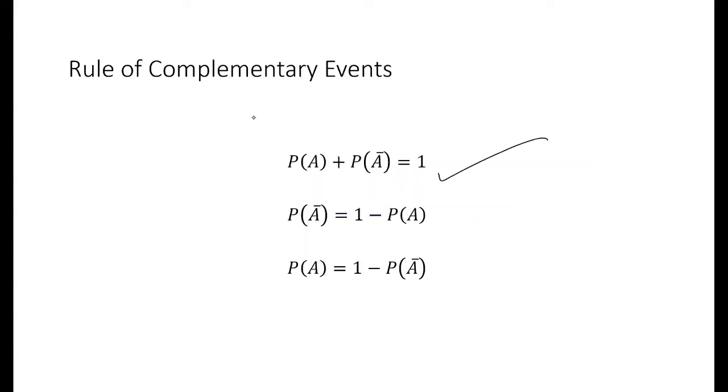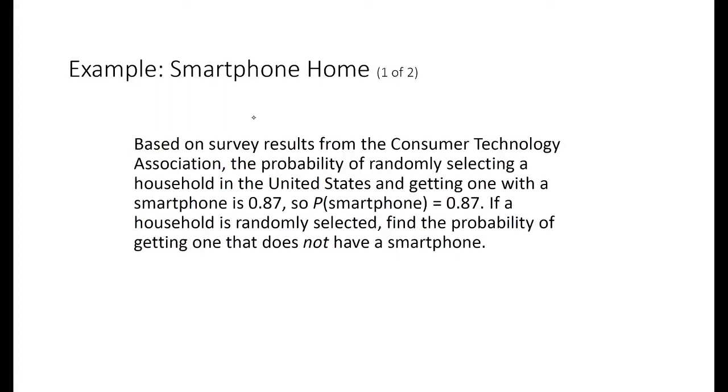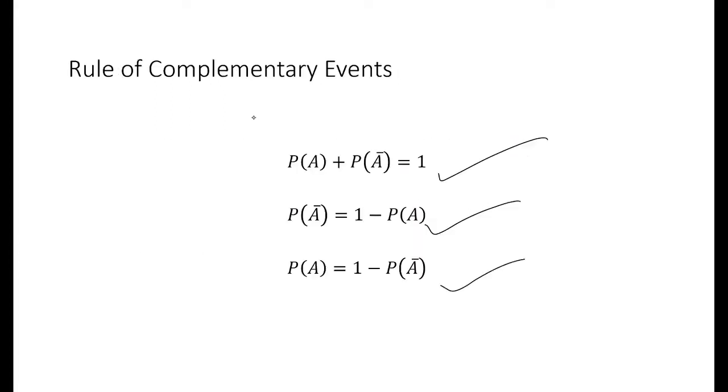So whenever you add the probability of any event to its complement, the sum is always 1. You can find the probability of the complement event by subtracting the probability of the event from 1. So these are the relations we can use for complementary events.